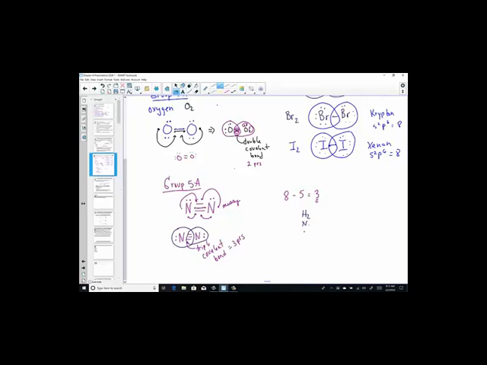Hydrogen, nitrogen, oxygen, fluorine, chlorine, bromine, and iodine. These are the 7 elements in nature that exist as diatomic elements. Their elemental form is a molecule, not a single atom. There's a little sentence I use to help me remember this. A little sentence that's funny.